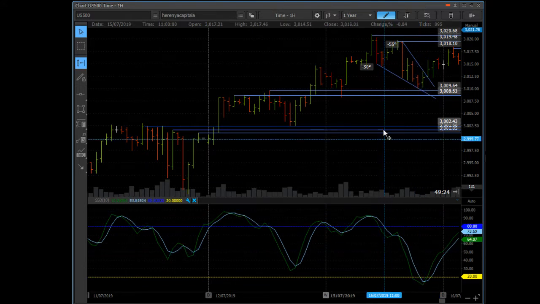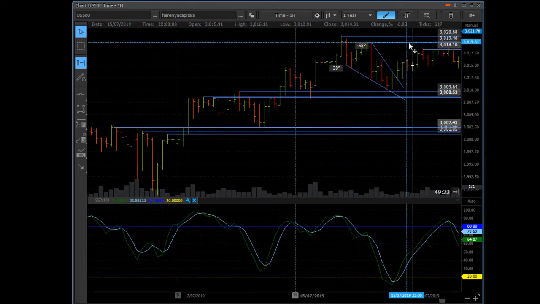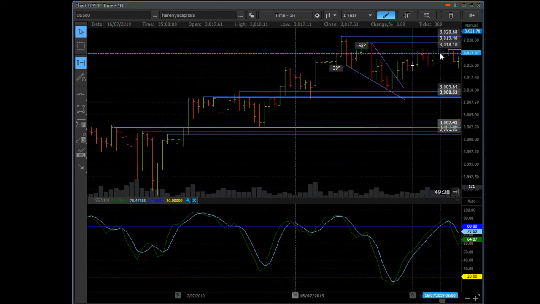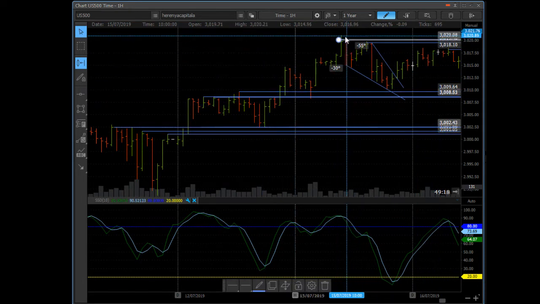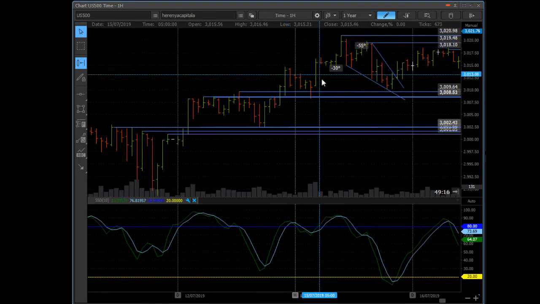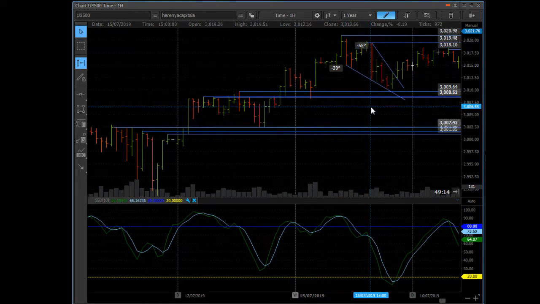I've added a few more annotations on this chart. Since then, I've basically just added on some resistance levels. I'll take that one away. But I've just basically added on some resistance levels that I would then use as triggers to add to the trade.